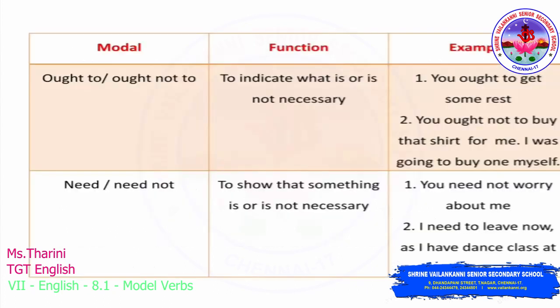Okay. Now talking about the modal verbs ought to and need. These two words indicate necessity, whether it is necessary or not. You ought not to buy that shirt for me. I was going to buy one myself. It's not necessary for you to buy a shirt for me. I was going to buy one myself.